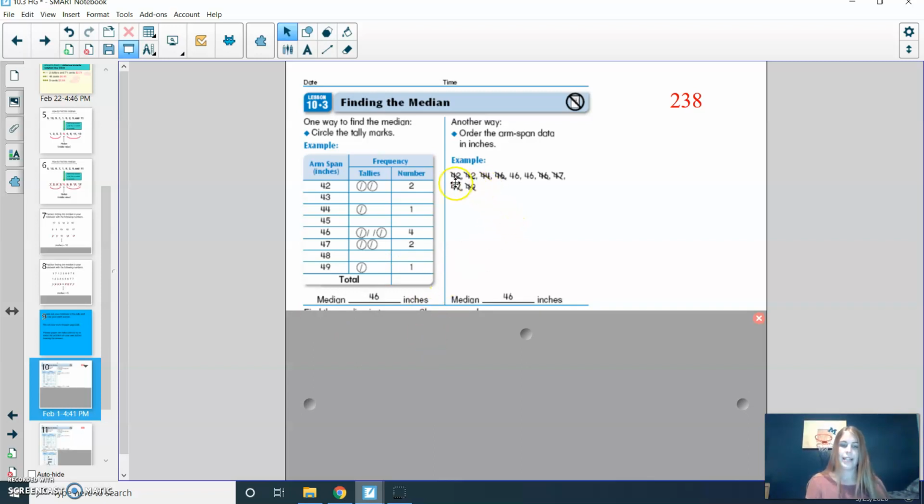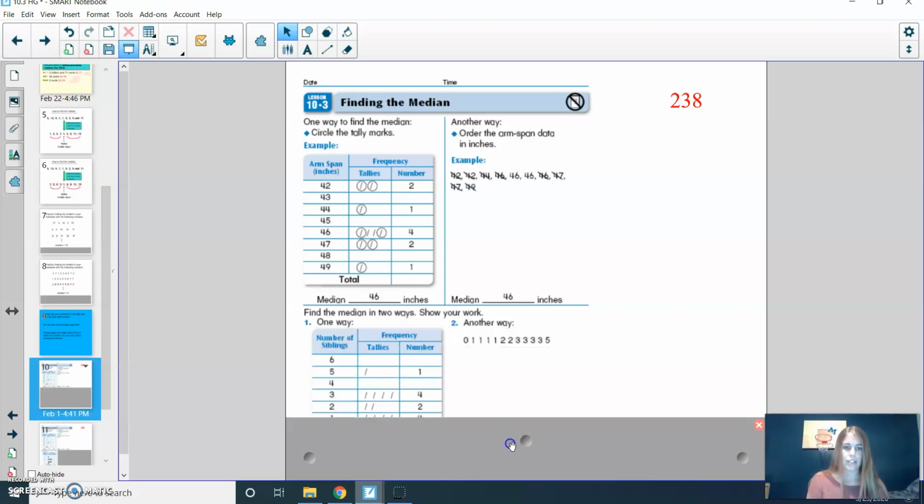Another way of showing that is by taking the numbers, putting them in order from smallest to largest. Notice how since there were 2 42s, they needed to write the number 42 2 times. Since there were 4 46s, notice how they wrote 46 4 times. Once they're in order from smallest to greatest, they crossed off until they got to the last 2 numbers. And again, the last 2 numbers are the same, so our median is 46.